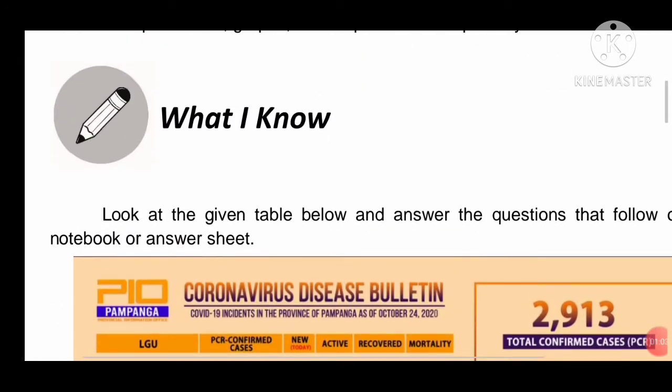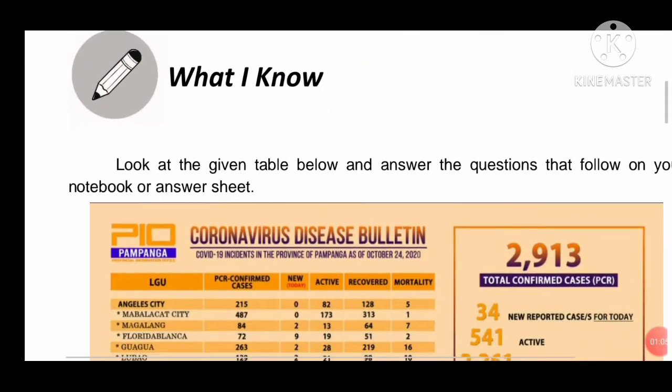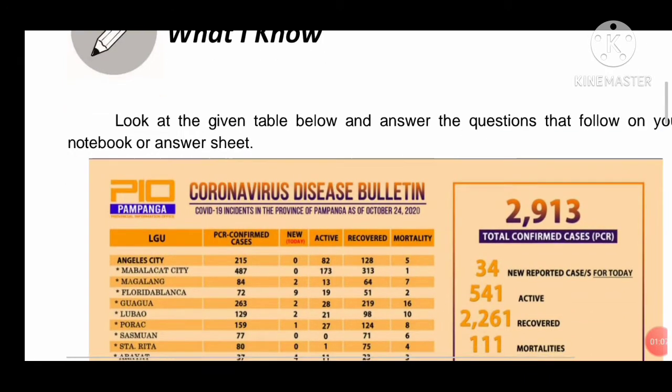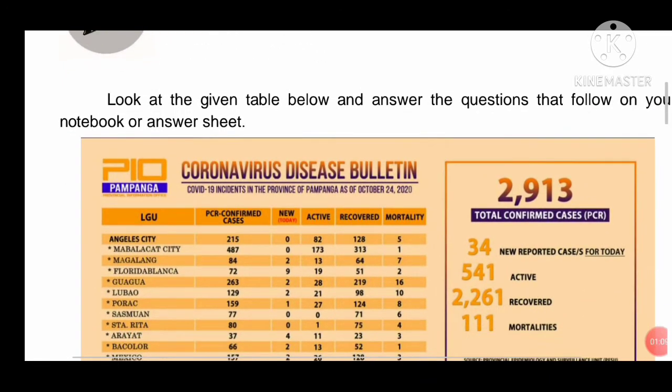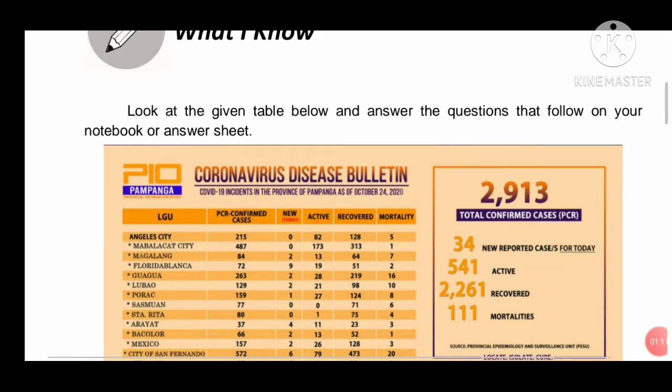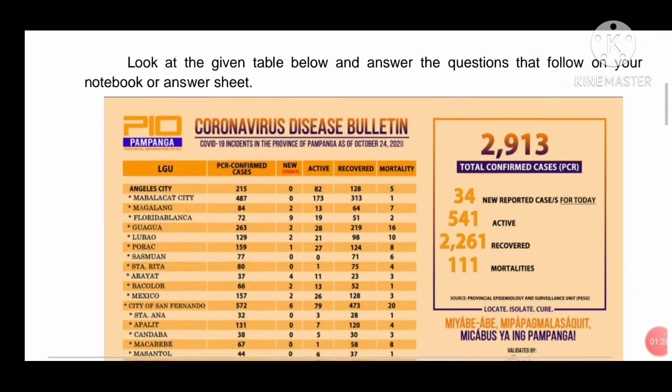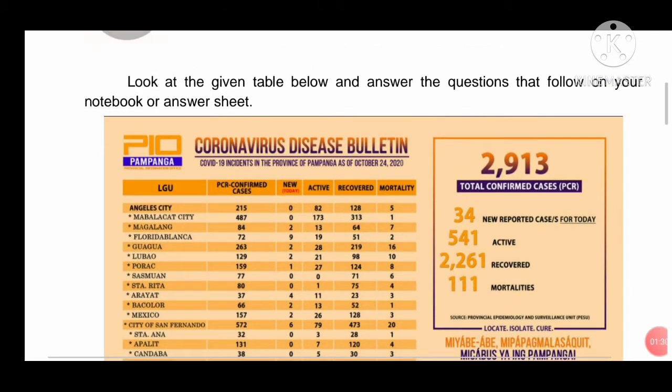Okay, so let's start first with the What I Know part. Let us look at the given table below and answer the questions that follow in your notebook or answer sheet. You don't need to answer this on your yellow paper, because the activities that you are going to answer for this week are Independent Assessment 1 and Independent Assessment 2 only. Understood? Okay, so let us just study this table.